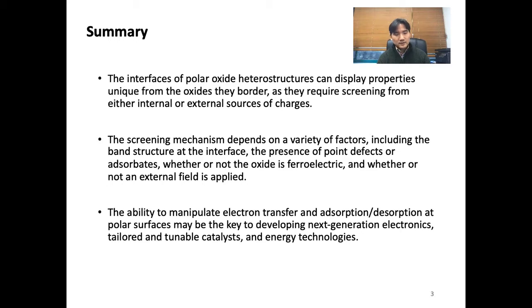Third, the ability to manipulate electron transfer and absorption/desorption at polar surfaces may be the key to developing next-generation electronics, tailored and tunable catalysts, and energy technologies, to name a few. So these 3 bullet points will be the summary of my talk.